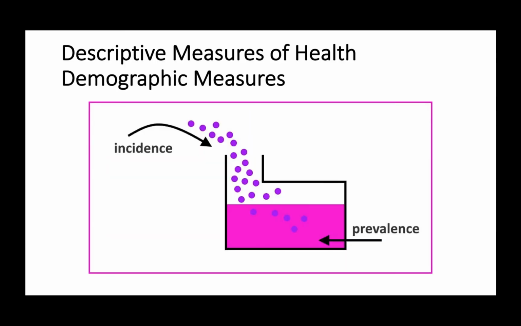Like descriptive measures of health, an incidence is any health or disease condition that a number of people in a population develop during a specified period of time. The prevalence is the total number of people in the population who have the condition at a particular time.